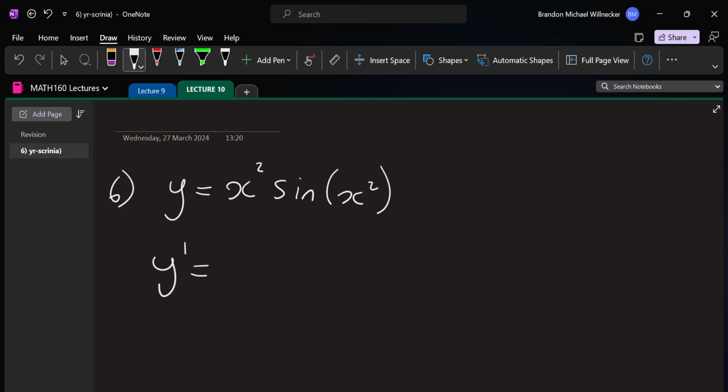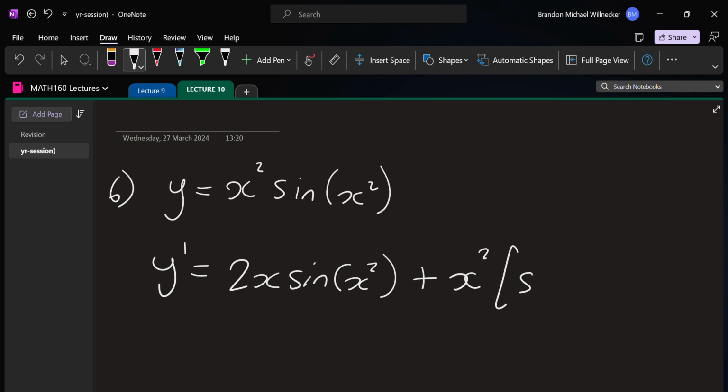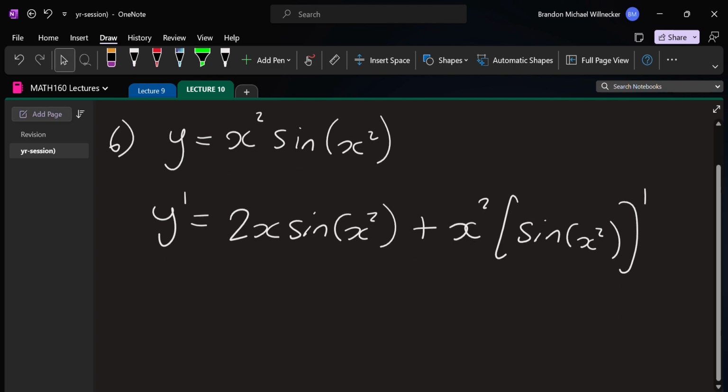So let's do it in pieces. So y prime. We differentiate the first one, leave the second. So it's going to be 2x sine x squared plus. Now we leave the first one and differentiate the second. Let's not do too much, so I'll leave it as x squared sine of x squared prime. And then I'll do that on the second line. If you can do everything on one line, that's perfectly fine. If you want to split up your work, that's fine as well.